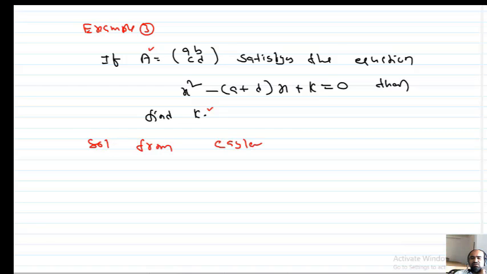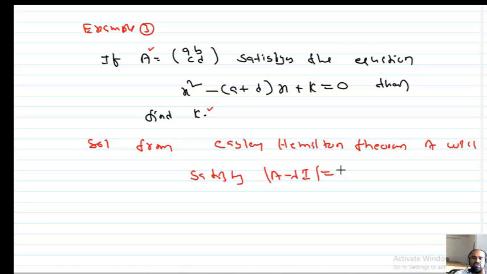Solution: from the Hamilton theorem, A will satisfy the characteristic equation, A minus lambda I equal to 0. That is, it is in that form only, no? Lambda square minus, like that. That is, x square minus (A plus D) into x plus k equal to 0.